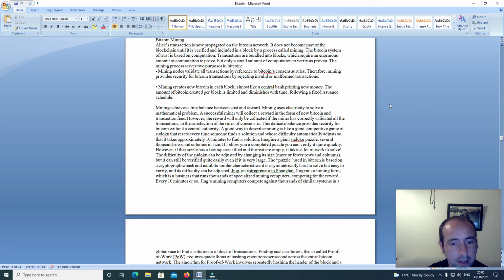However, if the puzzle has a few squares filled in and the rest are empty, it takes a lot of work to solve. The difficulty of Sudoku can be adjusted by changing the size, more or fewer rows and columns, but it can still be verified quite easily even if it is very large. The puzzle used in Bitcoin is based on a cryptographic hash and exhibits similar characteristics. It is asymmetrically hard to solve but easy to verify, and its difficulty can be adjusted.